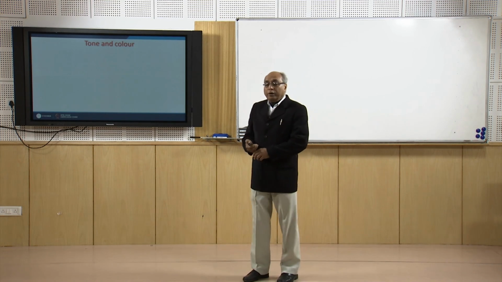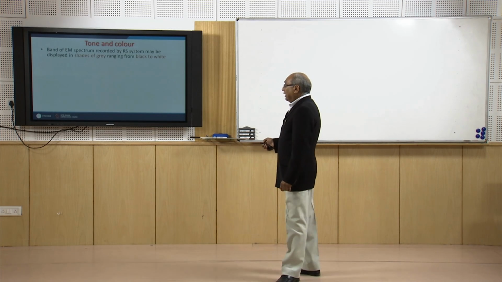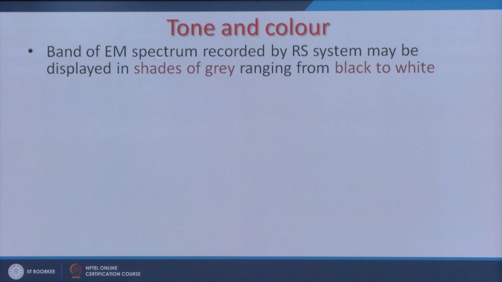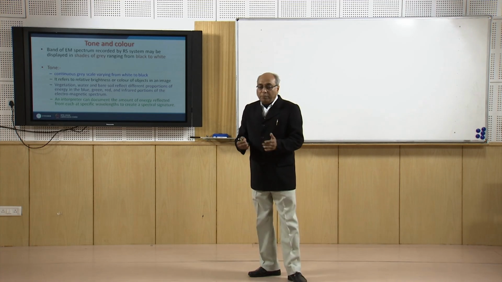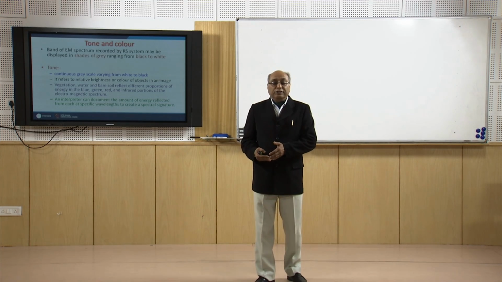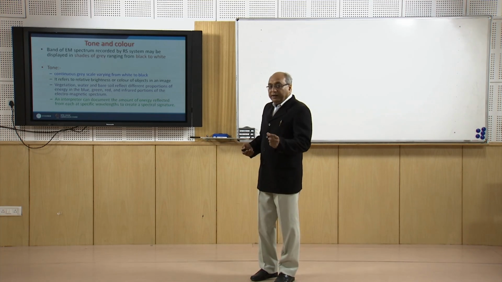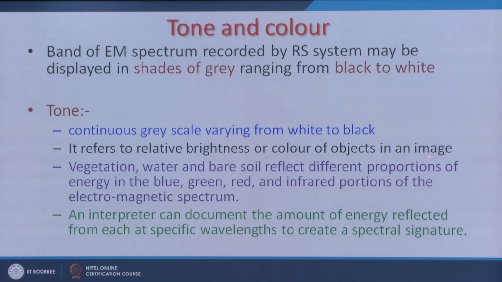And another few more keys of image interpretation, an important one, is tone and color. The different parts of the EM spectrum are used to create different bands, and the remote sensing system records them displayed in shades of grey ranging from black to white. When you combine 3 channels using the additive color scheme, you create color images. Otherwise you will see grey shades, and there the tone will play an important role. A continuous grey scale varying from white to black refers to the relative brightness or color of the object.